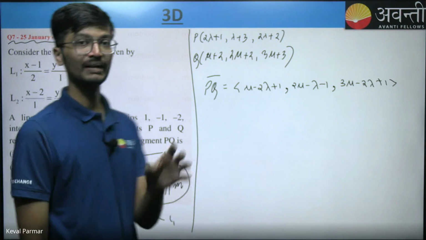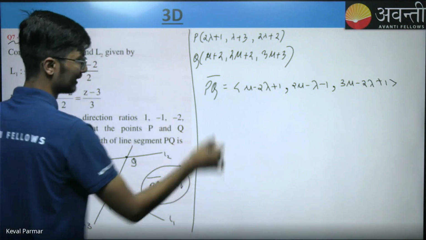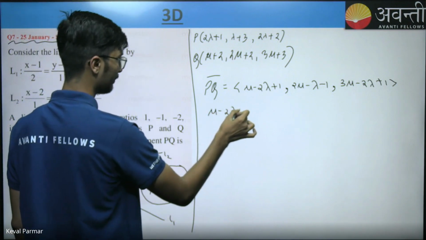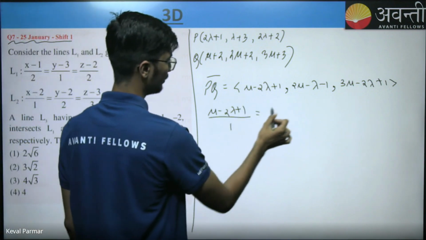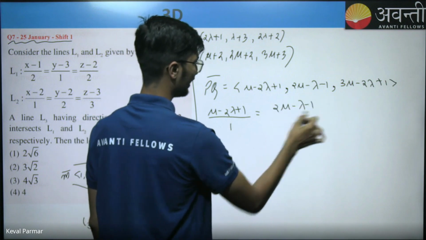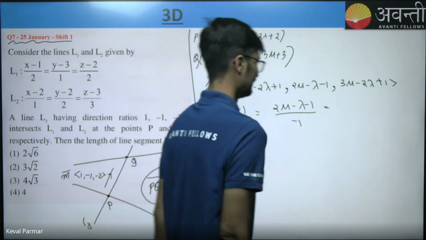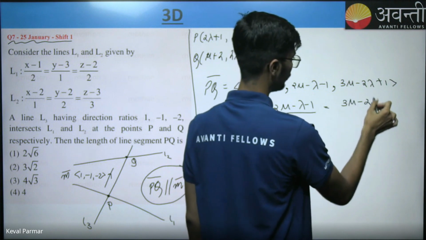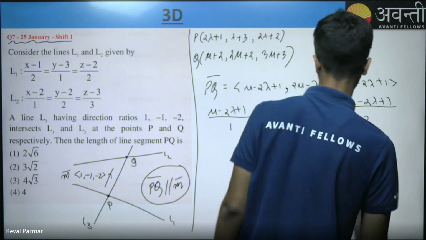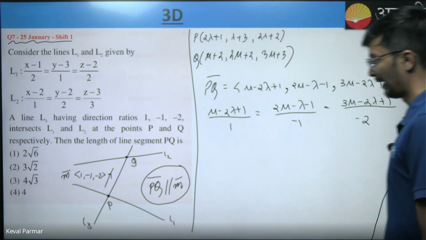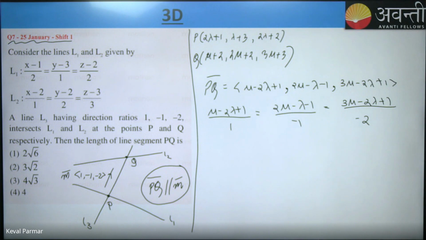Now PQ is parallel to M. That means we can compare the coefficients. So mu minus 2 lambda plus 1 upon 1 is equal to 2 mu minus lambda minus 1 upon minus 1, is equal to 3 mu minus 2 lambda plus 1 upon minus 2. Now, if we solve this simultaneously, we'll get the values of lambda and mu. Once we get them, we'll get the coordinates of P and Q. Let us solve it.